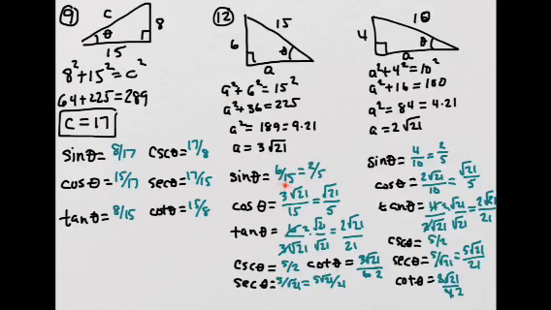Sine of A is 6 over 15, which can be reduced to 2 over 5, because it's opposite over hypotenuse. Cosine of theta is adjacent over hypotenuse, so it's 3 radical 21 over 15, which reduces to this. And then tangent is opposite over adjacent, so it's 6 over 3 radical 21.